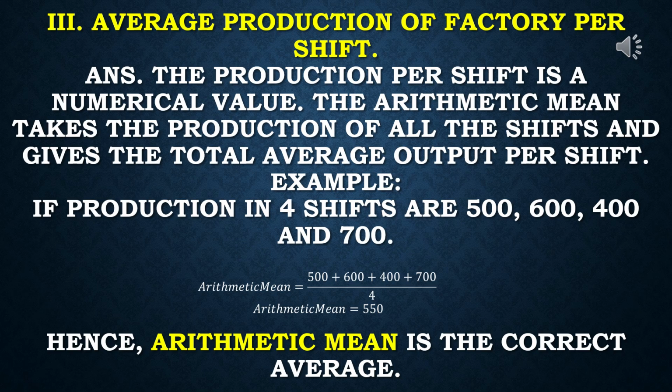So here we add up all the production of 4 shifts, which is 500 plus 600 plus 400 plus 700, and divide by the number of observations. So the arithmetic mean comes up as 550. So the arithmetic mean is the correct average for this kind of calculation.